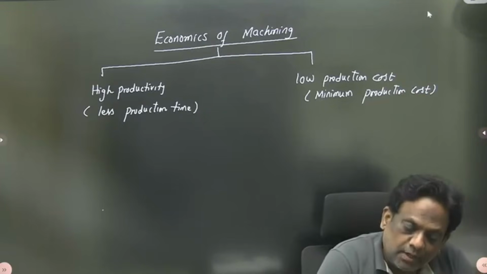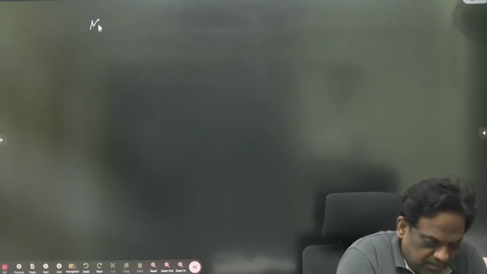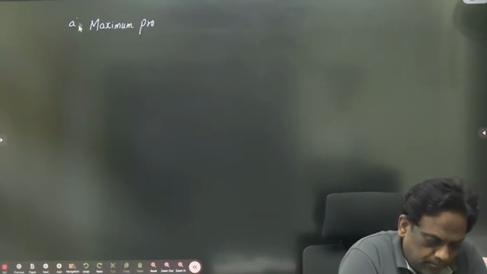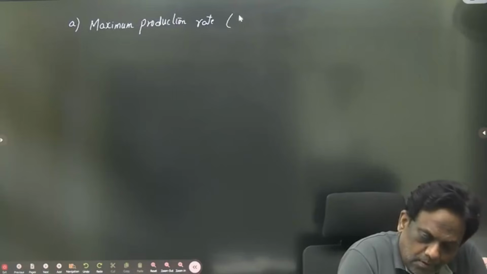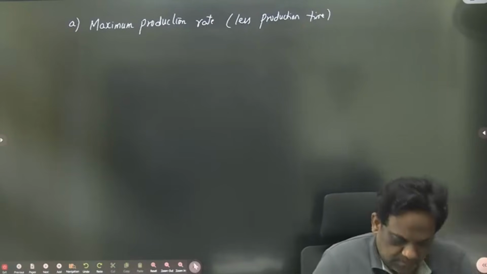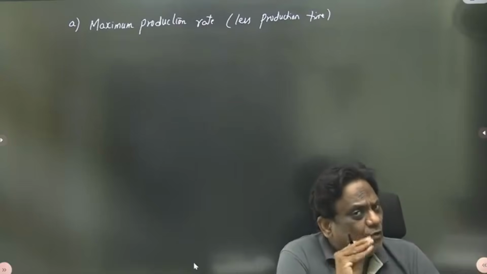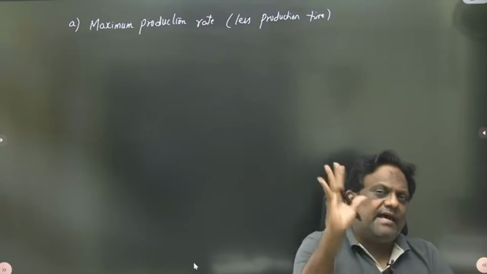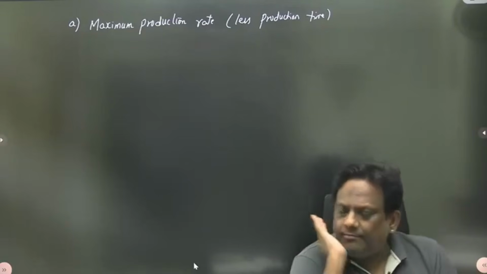Now, the first concept that we are discussing is maximum production rate, or less time. Here, let us not involve any cost. We are concerned only with time, nothing more than that.